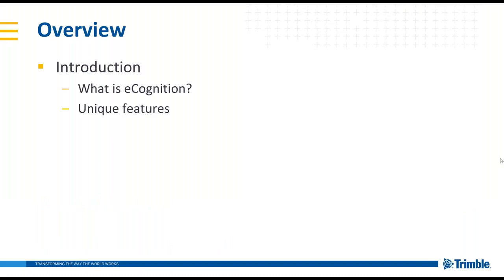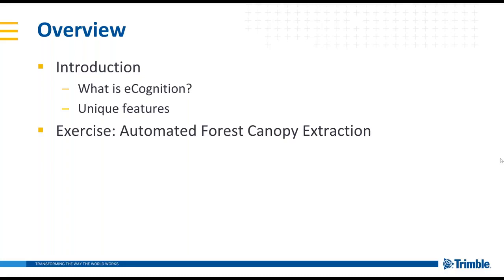So first of all, an overview of what we will cover in today's webinar: a brief introduction, what is eCognition, and some of its unique features, for those of you that are not yet familiar with our software or maybe have forgotten what certain features are available within the software. We'll just do a quick overview. Then we'll jump right into our exercise on automated forest canopy extraction, looking at a fully automated workflow to extract forest canopy information from imagery and point clouds in this case. And then we will wrap things up with an overview of what type of eCognition resources are available to you on the World Wide Web and beyond.